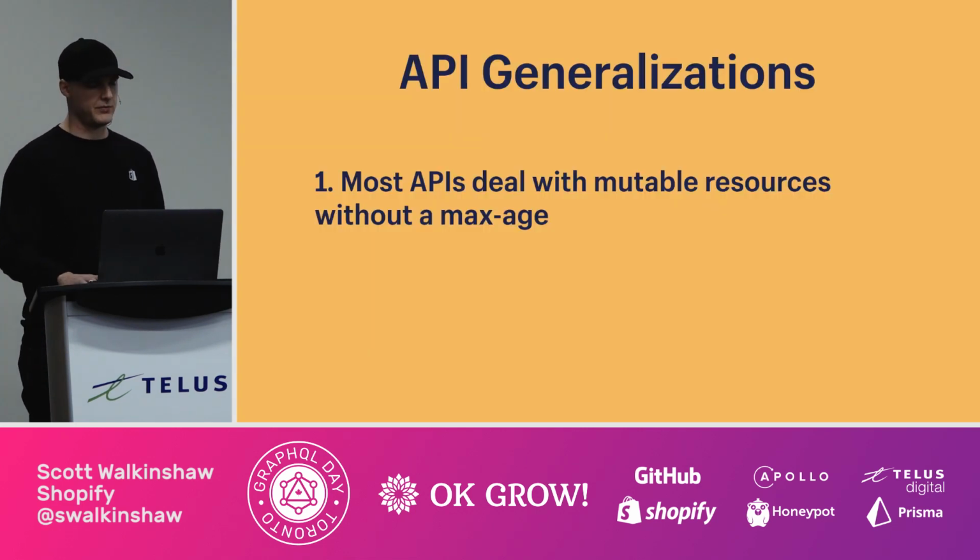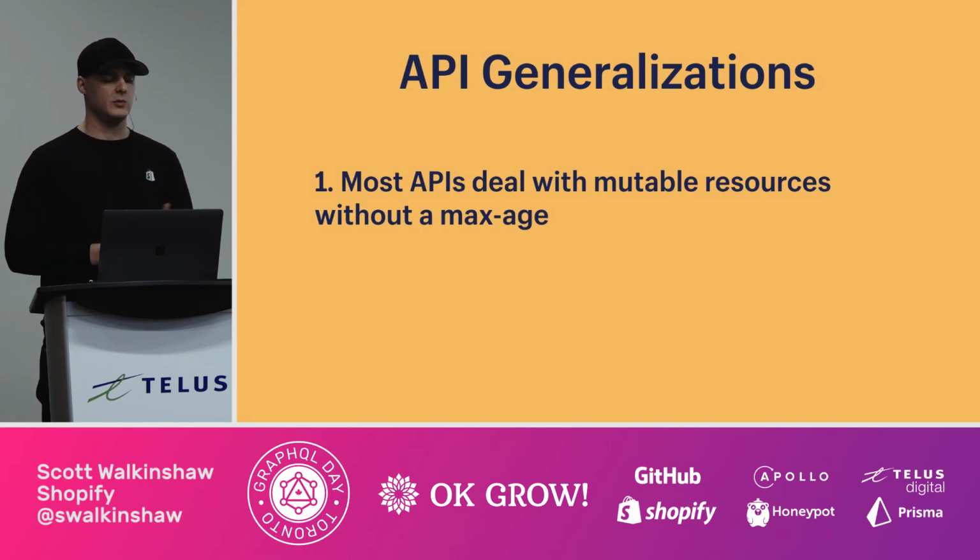This kind of leads to my first generalization of APIs. Most APIs deal with mutable resources without a max age. To use Shopify as an example, we have, say, a product resource, and that doesn't have a useful expiry. It can be mutated or changed at any point by a client or user, say in our admin or via an API client, and that should invalidate the cache.